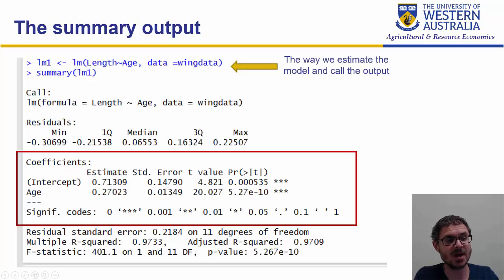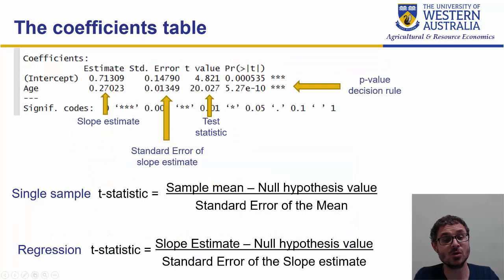So what does this look like? You can see up here, I've got my LM1 is equal to linear model, length tilde age, data wingspan, apply the function summary. It shows you the linear model that I estimated, gives me something about the residuals, and this guy here, the coefficients table. This is where our t-test is, so our t-value. So let me just zoom in on that for a moment and see, okay, we're interested in the slope coefficient.